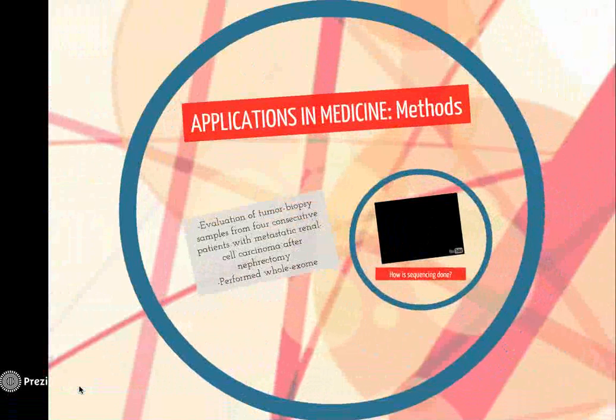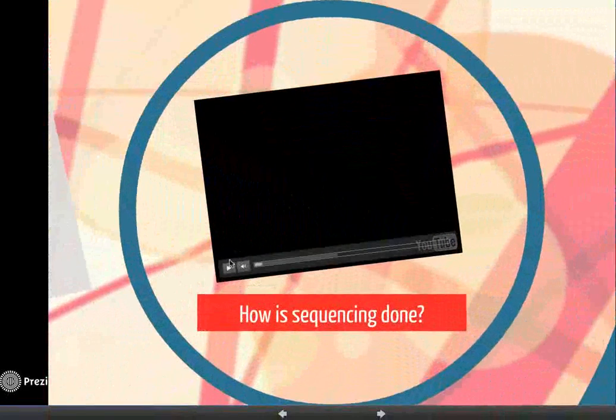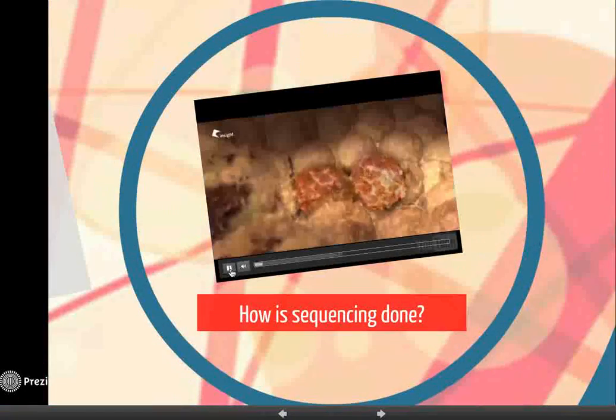So there are different ways you can do the sequencing. You can do it by evaluation of tumor biopsy samples from 4 consecutive patients with metastatic renal cell carcinoma after nephrectomy, and you can also perform a whole exome. So if you ever wonder how sequencing is done, this is how.